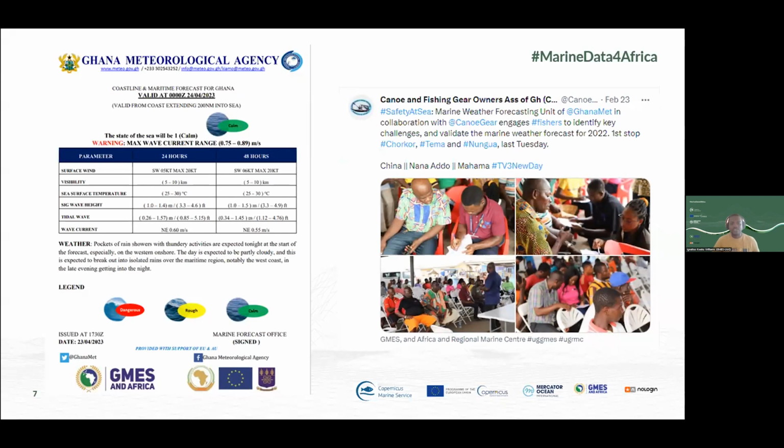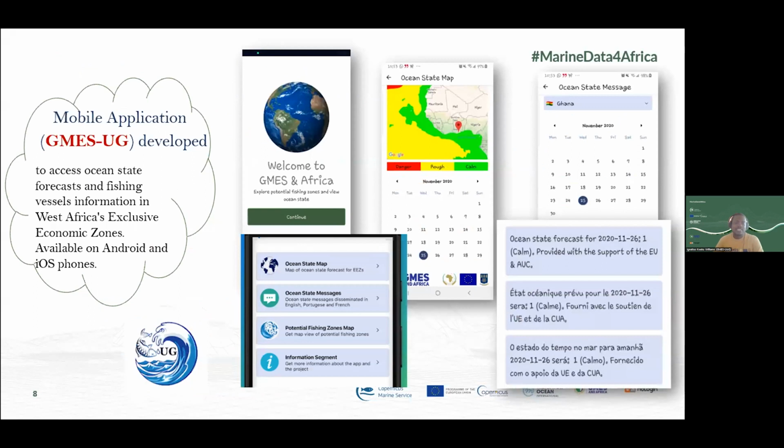It is also available on a mobile application that has been developed for both Android and iOS phones. Just search the key term GMESUG, and then you should be able to see this logo, which indicates that you're downloading the right app. This app not only gives you information on the ocean states as a map, as you see over here, but also as a text service, where you can click on the drop-down menu over here to reveal the country that you want to obtain the message from. And it gives you this forecast in the three official languages, in English, in French, and in Portuguese.